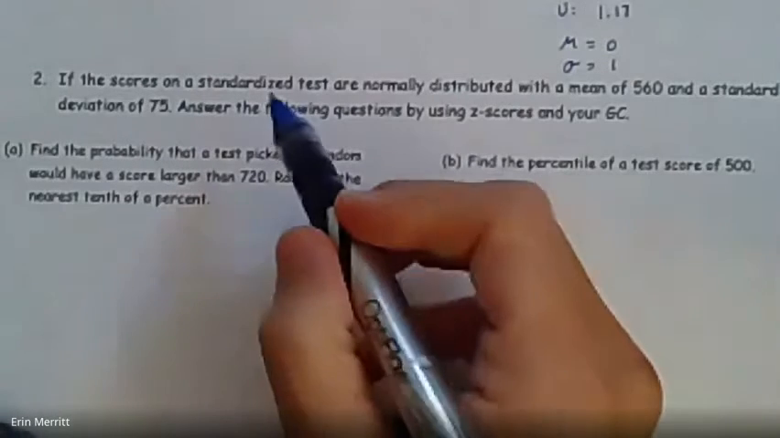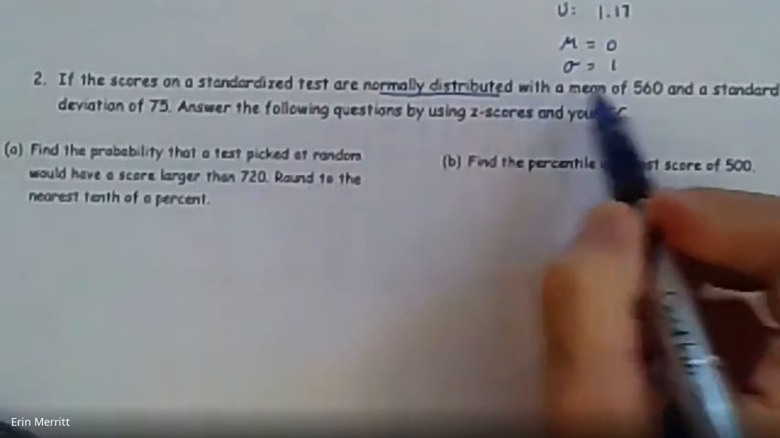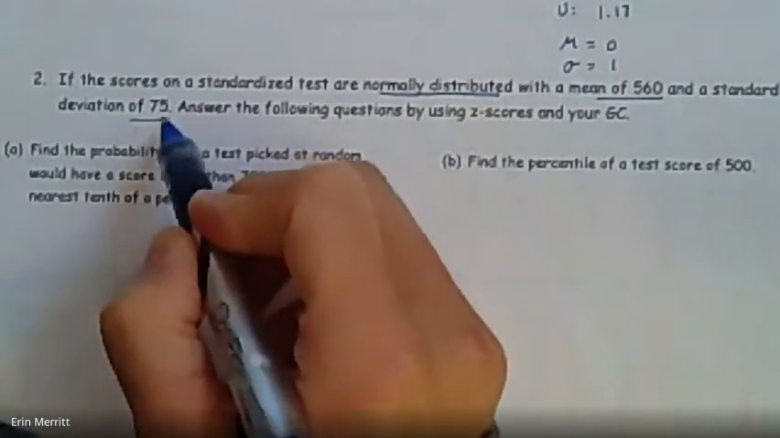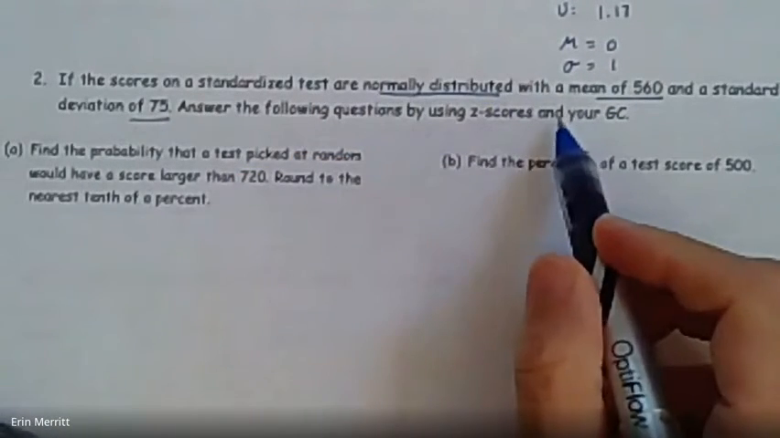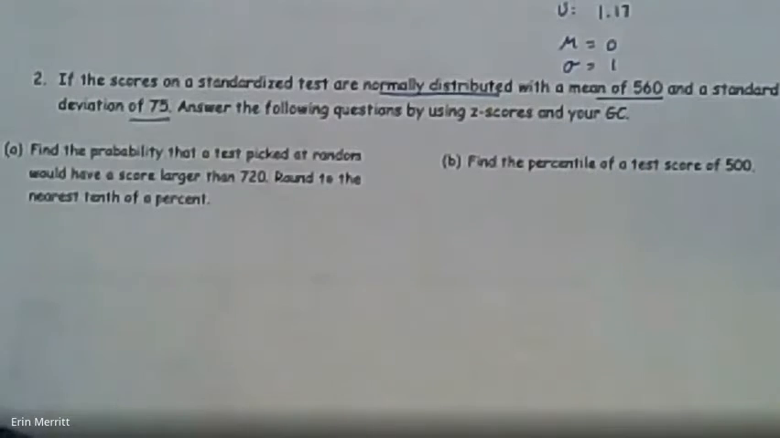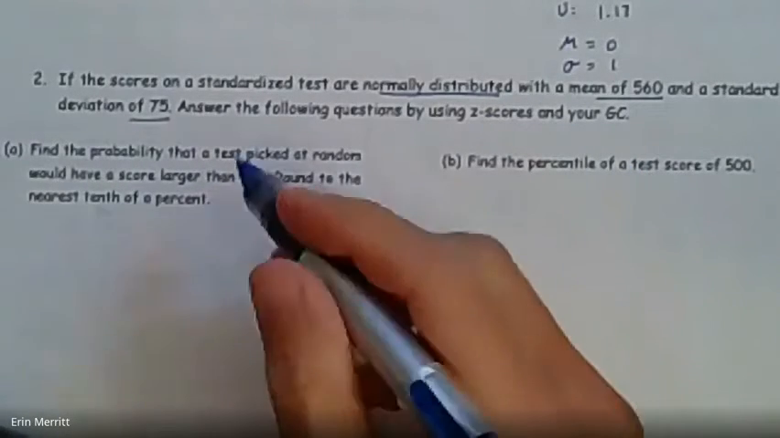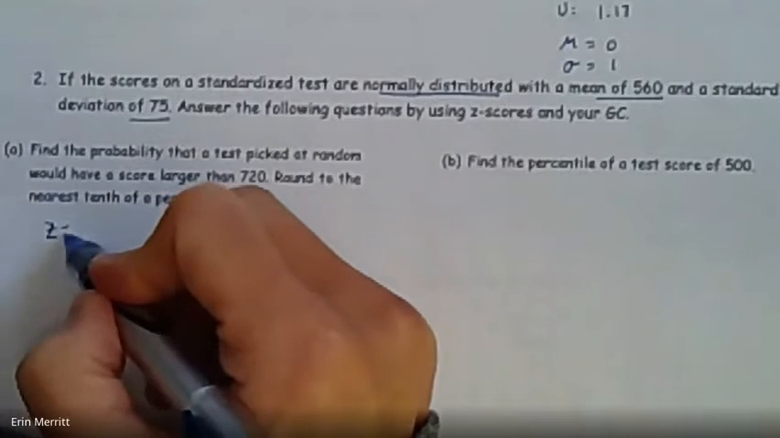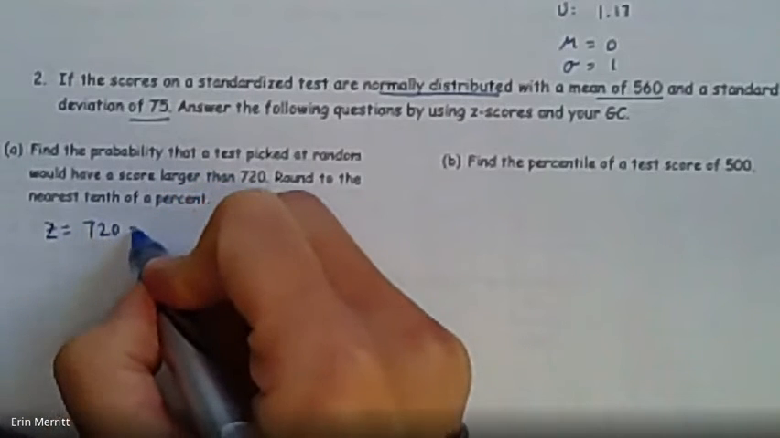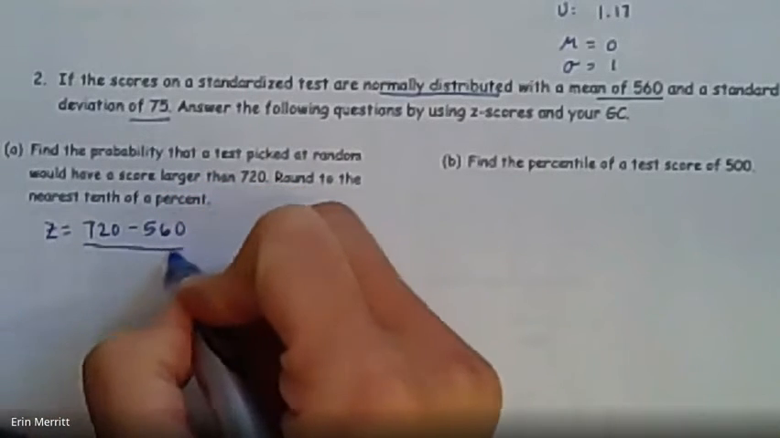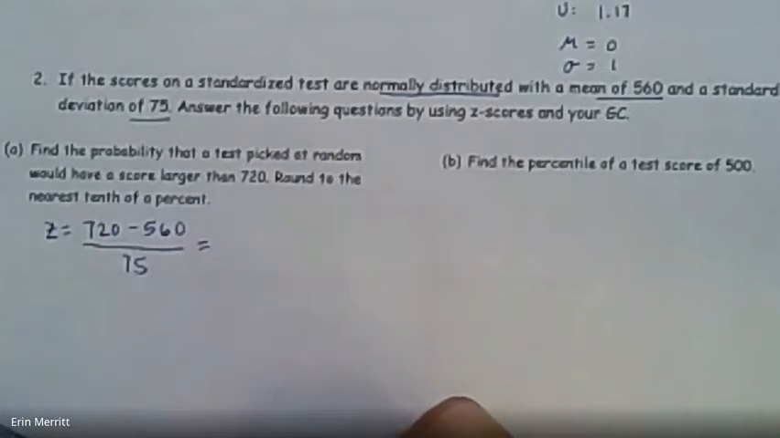If the scores on a standardized test are normally distributed, with a mean of 560 and a standard deviation of 75, answer the following questions using your z-scores. Find the probability that a test picked at random would have a score larger than 720. Calculate the z-score for 720: subtract the mean, divide by the standard deviation, right?